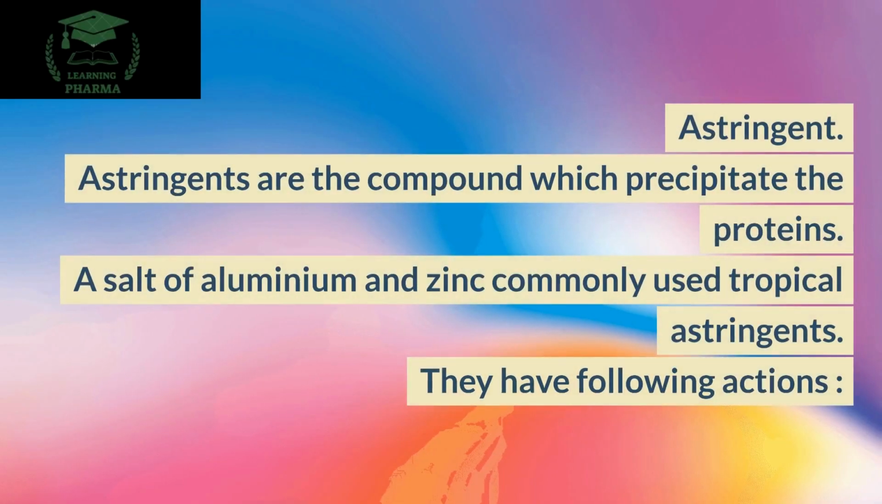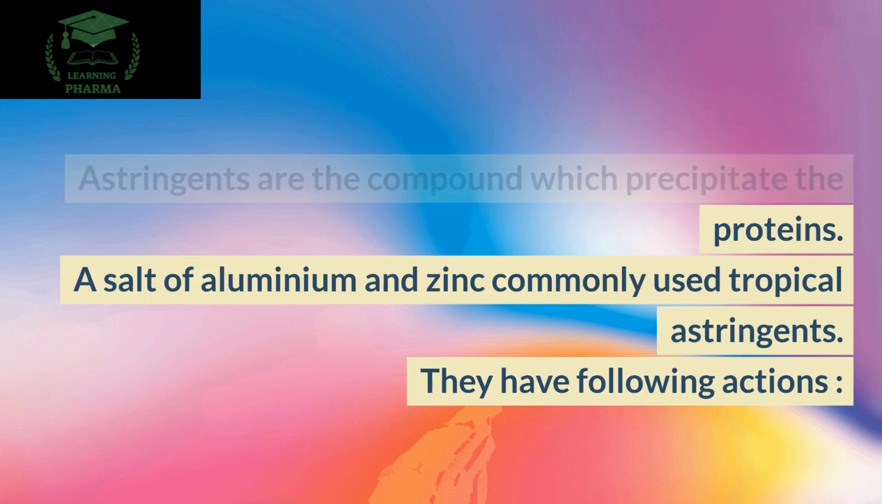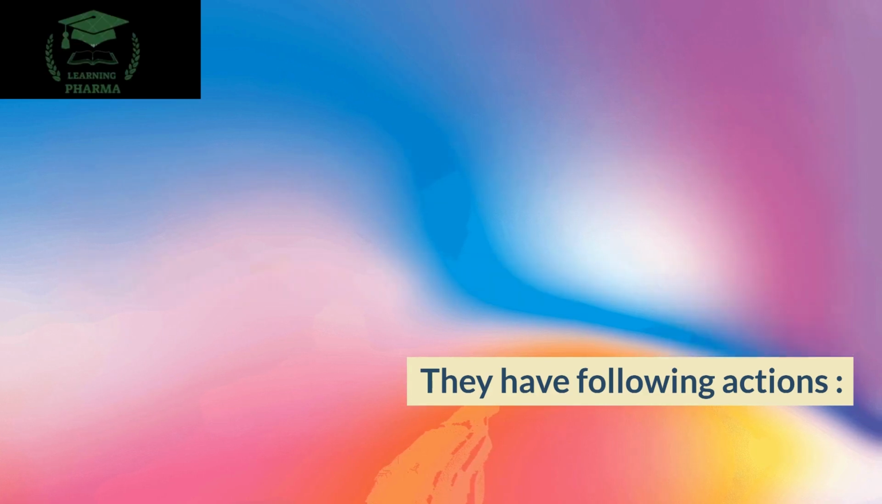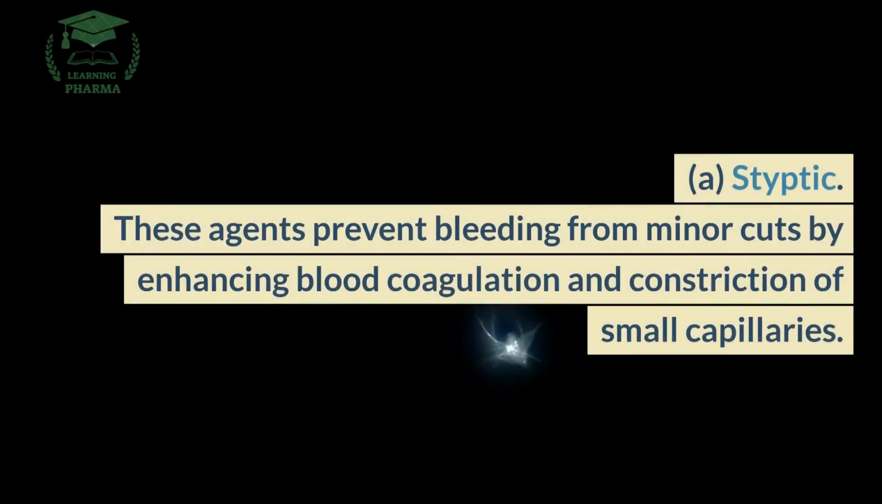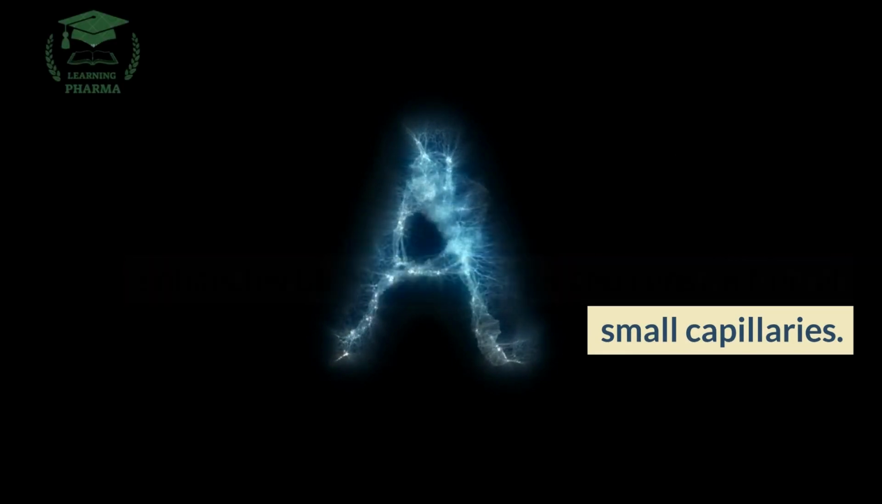Astringents. Astringents are the compounds which precipitate proteins. Salts of aluminium and zinc are commonly used topical astringents. They have the following actions. A. Styptic. These agents prevent bleeding from minor cuts by enhancing blood coagulation and constriction of small capillaries.